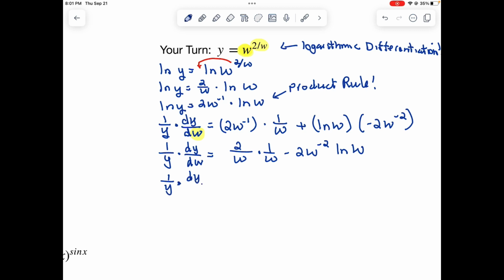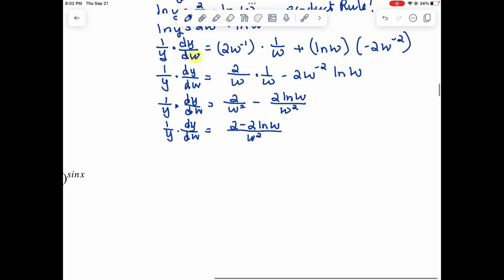Okay, what we need to do next is multiply that together and get 2 times w squared minus, let's bring that exponent down, 2 times the natural log w over w squared. We can subtract those fractions because they have a common denominator, to get 2 minus 2 natural log of w over w squared. And then again, we need to get dy dw by itself, so I'm going to multiply each side by y. So I'll end up with dy dw is equal to y times the fraction 2 minus 2 natural log of w over w squared.